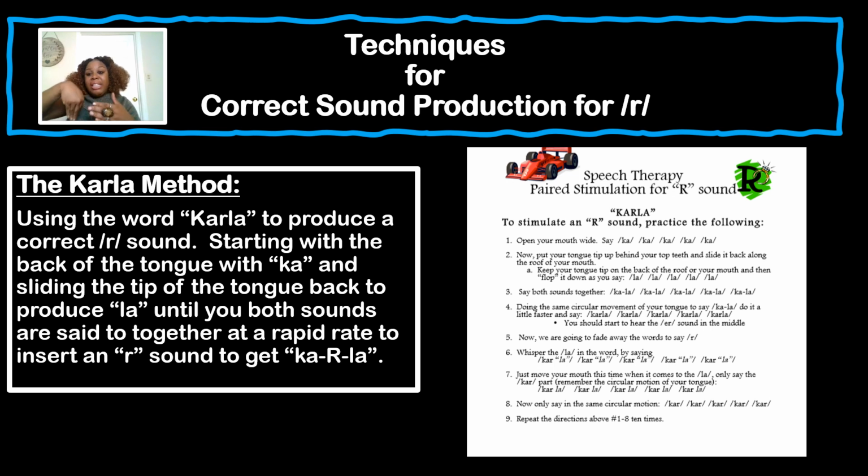Carla. Because you know K is made this way, L is made this way. If you combine this and that, it's going to eventually give you that R sound. Kala, kala, kala. That's pretty much what it's supposed to look like. And you keep getting the child to repeat that sound until they get comfortable with the production of R.